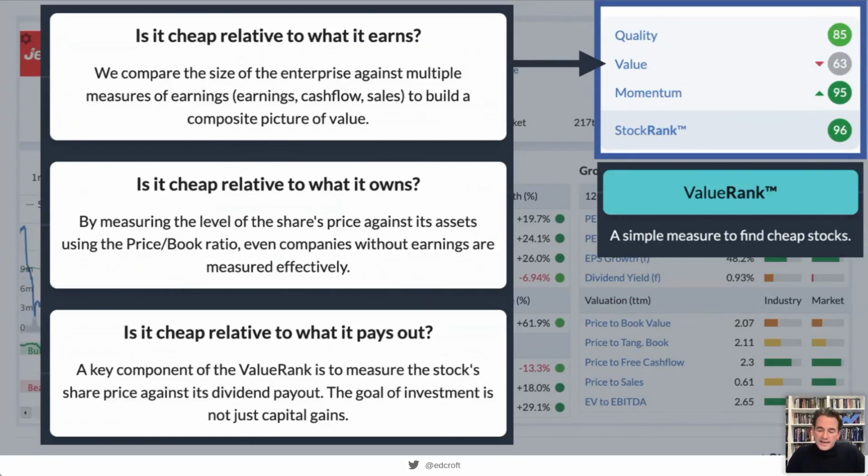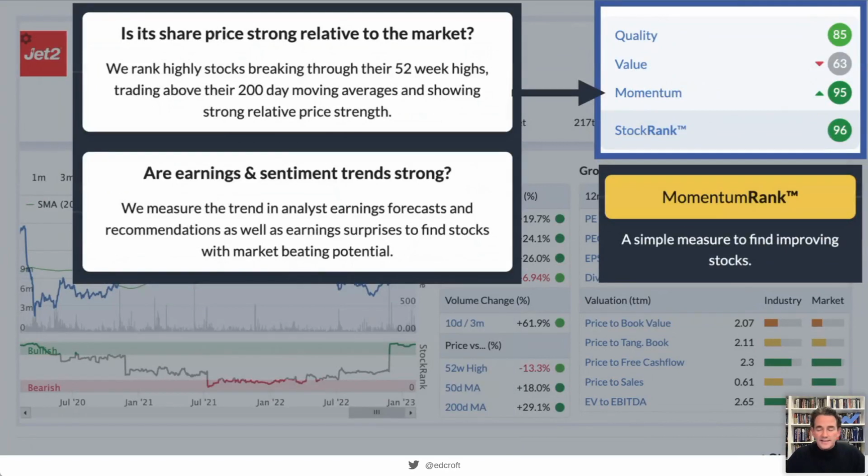And then next up, the momentum rank. Now, momentum is broken into two parts. Price momentum, which measures if the stock is strong relative to the market. And you can think about that as a share going up towards its 52-week highs, its moving averages rising and above its price, and so on. So that share price momentum and relative strength against the market is a really powerful factor.